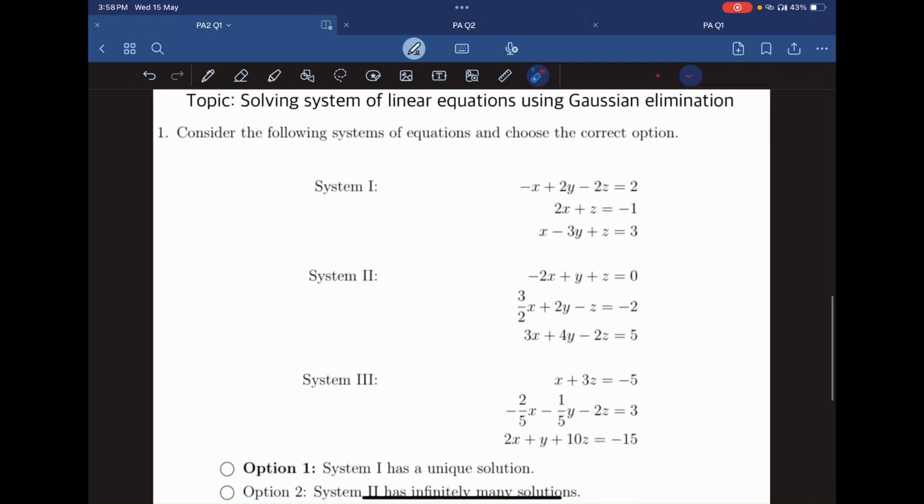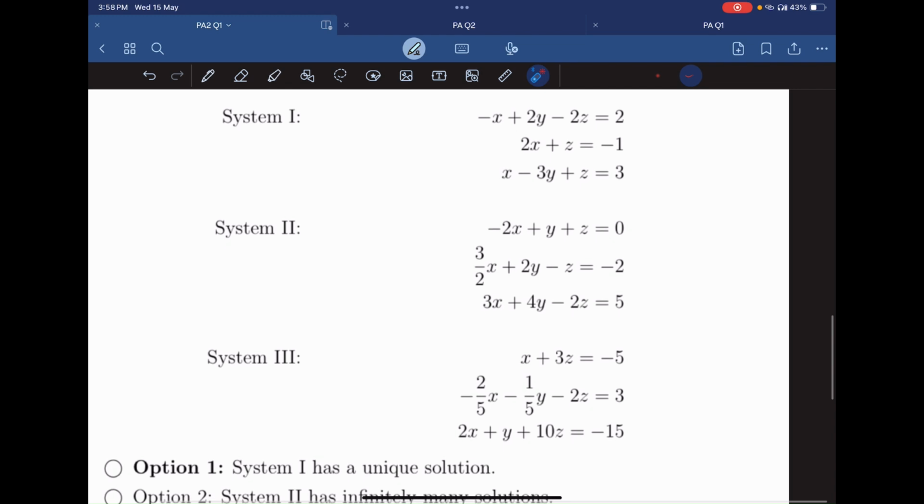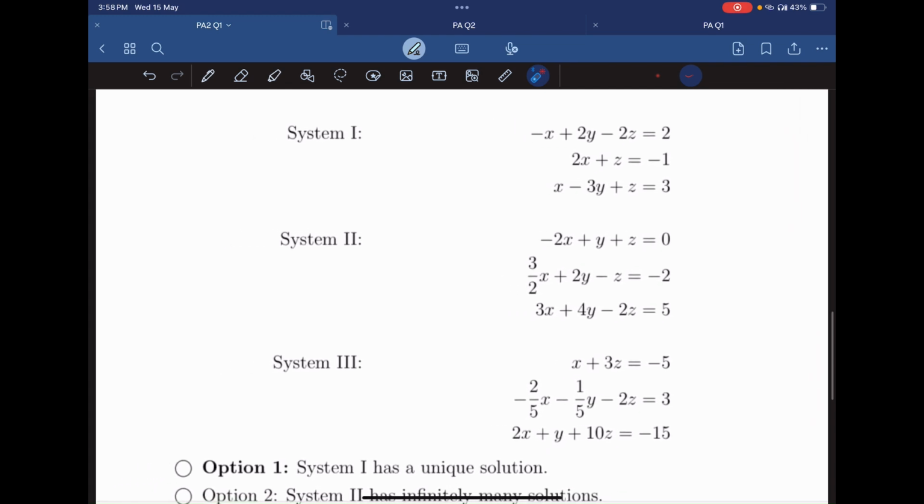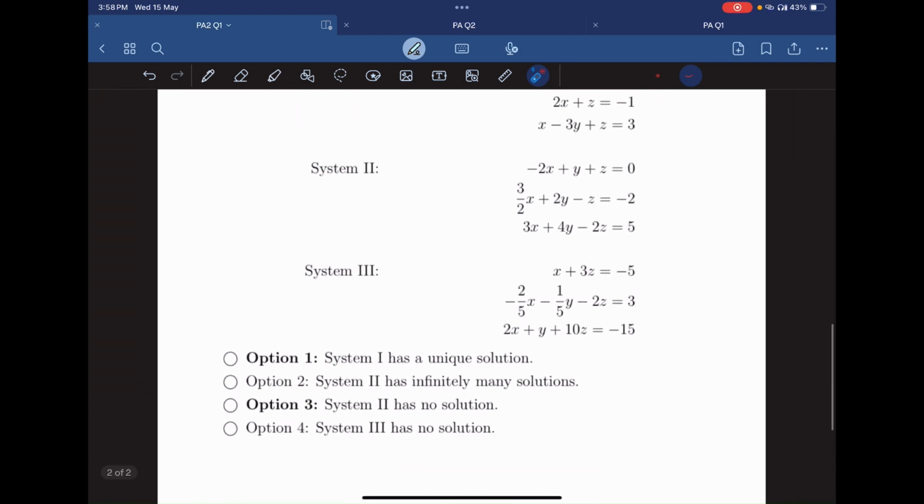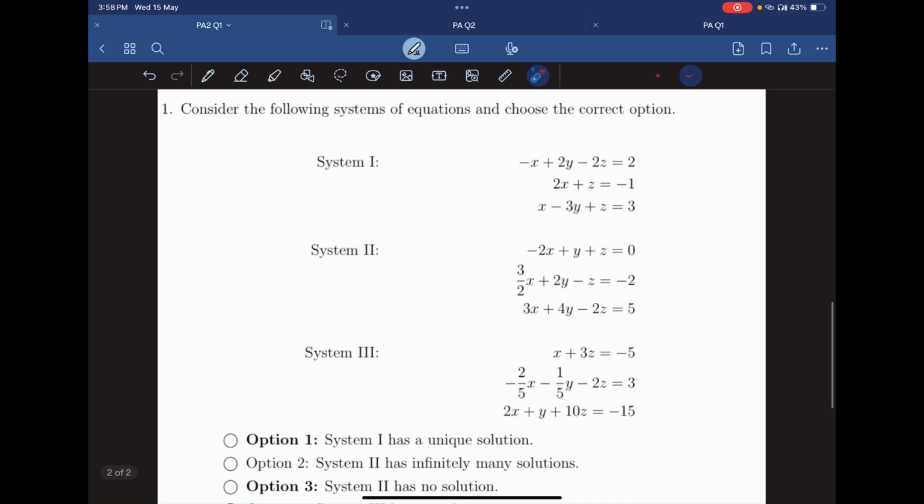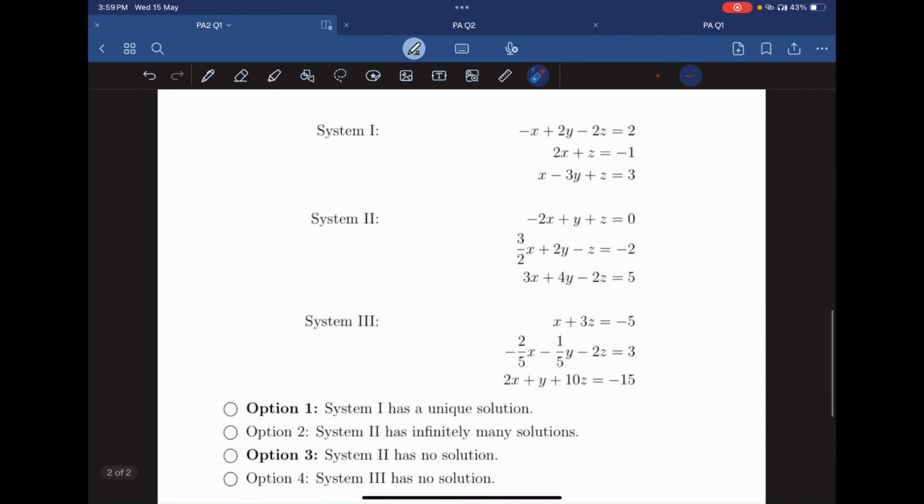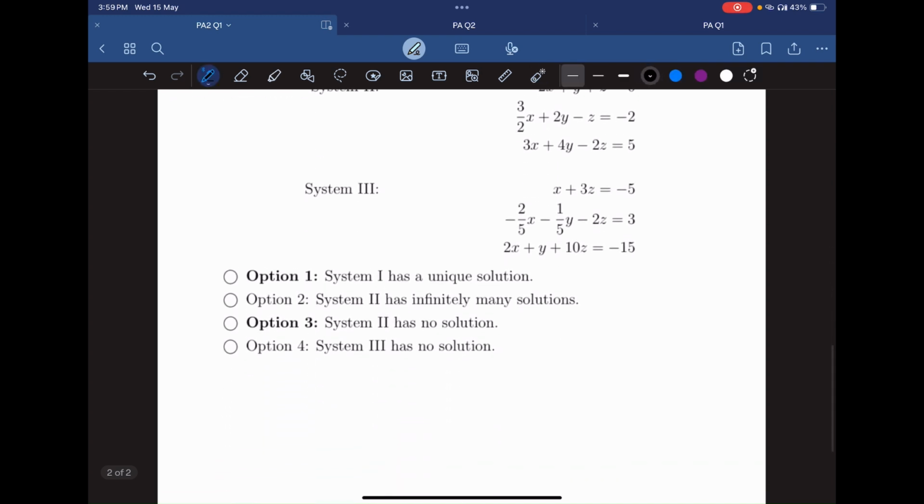So the question says: consider the following system of equations and choose the correct options. We have three systems of linear equations, system 1, system 2 and system 3, and we have to identify whether they have a unique solution, infinitely many solutions or no solution. So let's check them one by one.